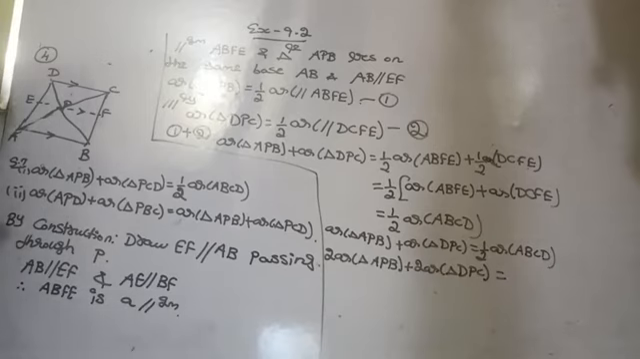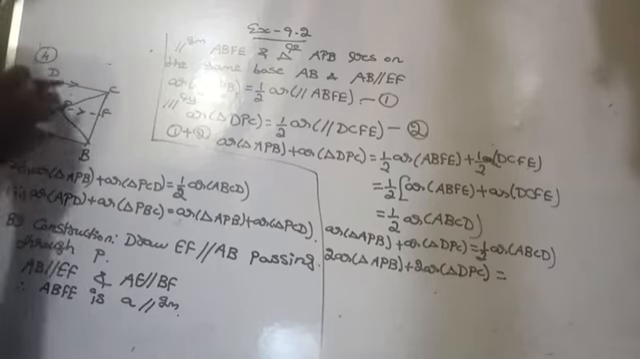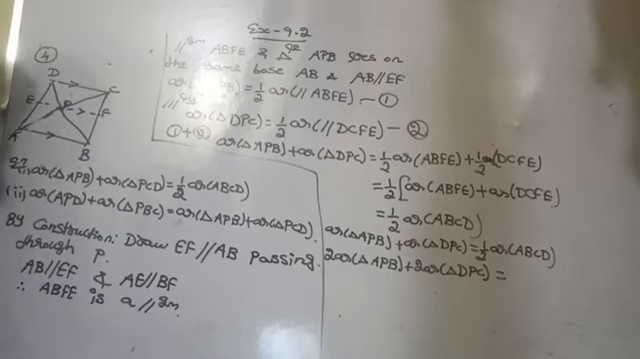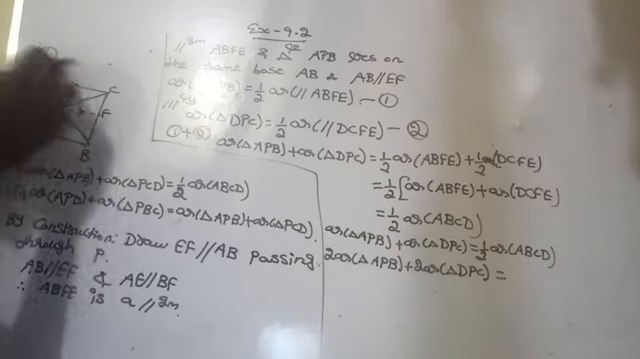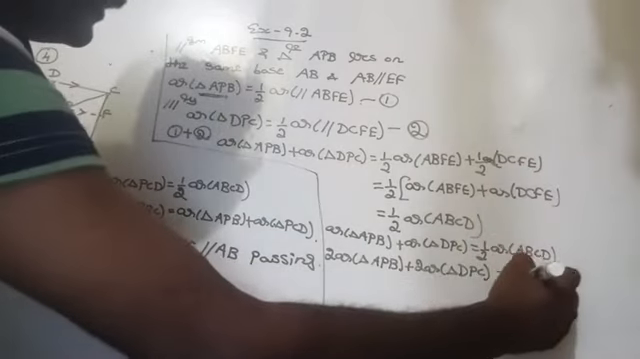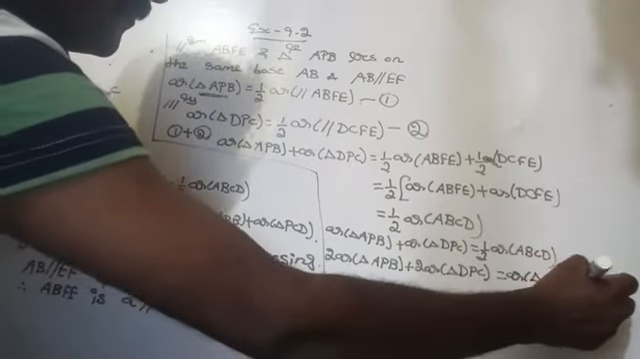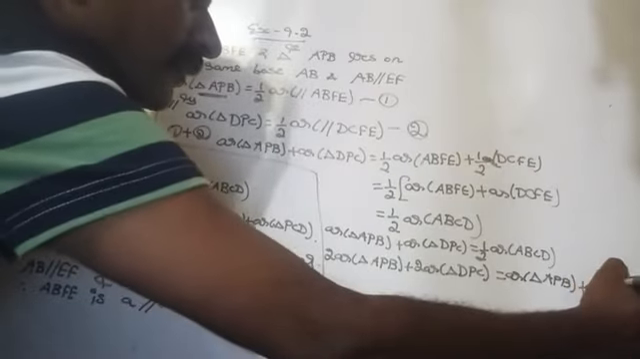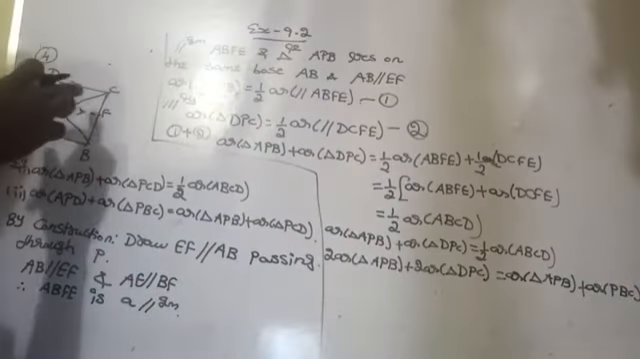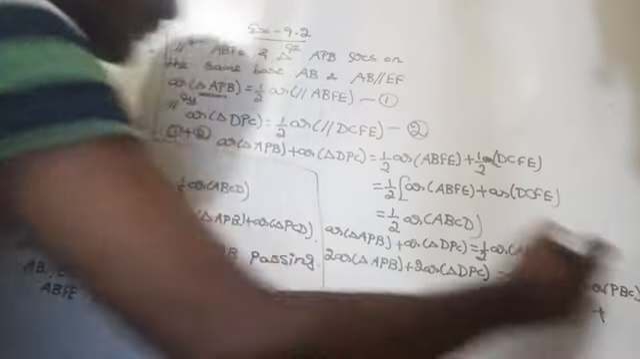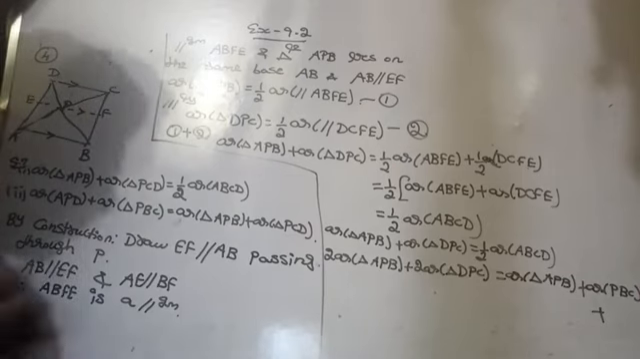So area of ABCD is nothing but the sum of the areas of these 4 triangles. What are they? Area of triangle APB plus area of triangle DPC plus area of triangle PBC plus area of triangle PAD. Are you getting there? Here what I am trying to say is that the area of the whole ABCD can be written as the sum of the areas of these 4 triangles: area of triangle APB plus area of triangle PBC plus area of triangle PCD plus area of triangle PDA.